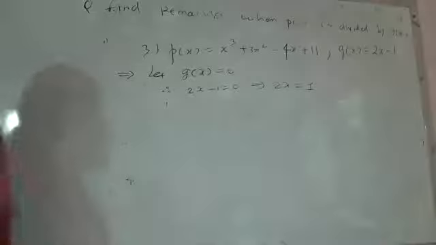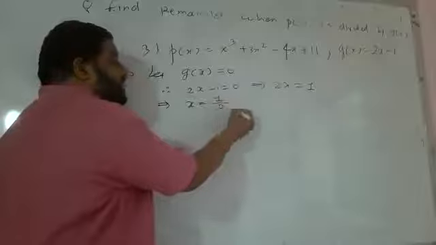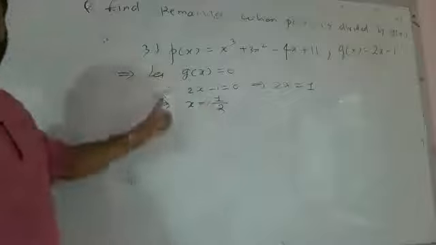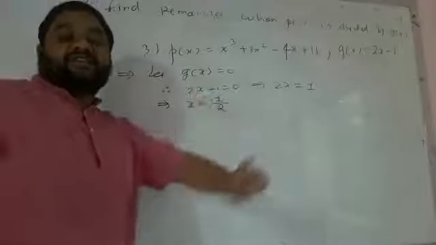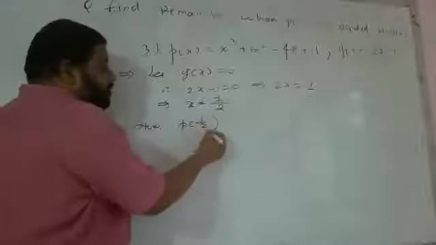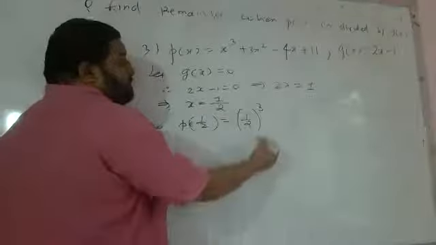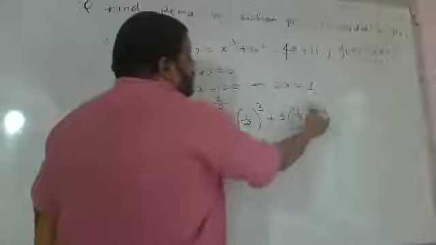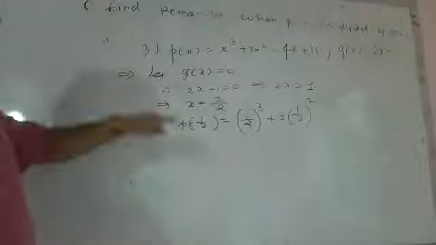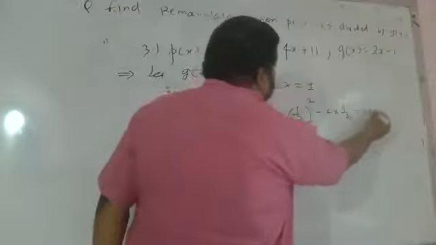Minus 1 goes to the right hand side. 2x is equal to 1, which again implies x is equal to 1 by 2. So this is the value of x when G of x is equal to 0. Now we need to find out P of 1 by 2. In place of x we will put 1 by 2: 1 by 2 bracket cube plus 3 into 1 by 2 square minus 4 into 1 by 2 plus 11.